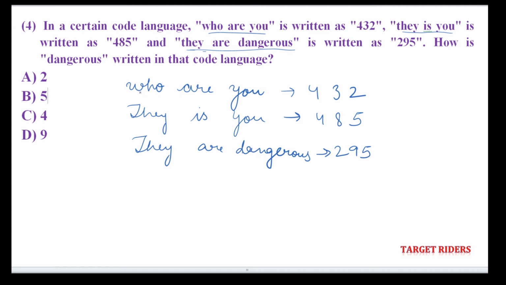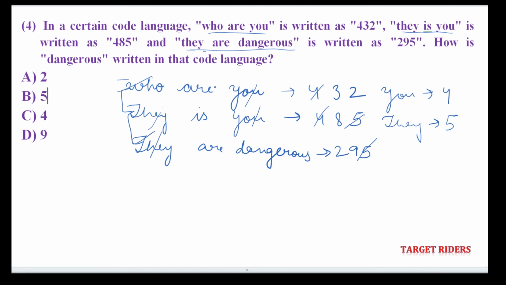These types of questions are solved in this way: firstly compare two lines and find out the same word from the coded language. 'You' is the same, and in the coded language 4 is the same, so 'you' is coded as 4. Then compare the other two lines. In these two lines 'they' is the same, and from the coded part 5 is the same, so 'they' is coded as 5. Then compare the first and third line.